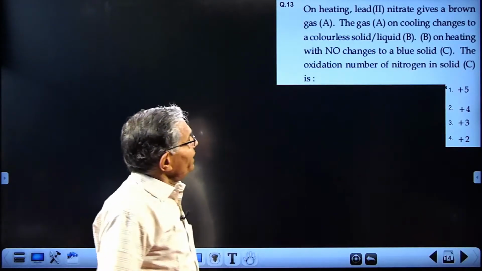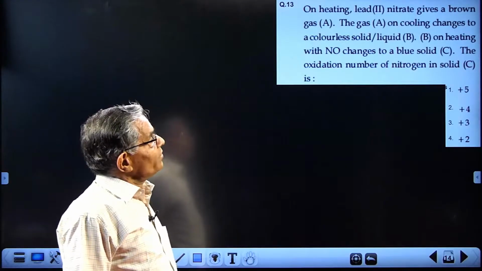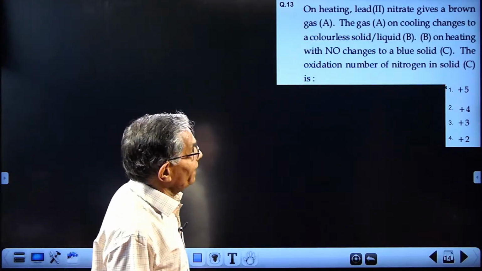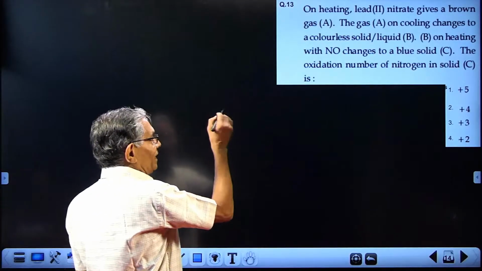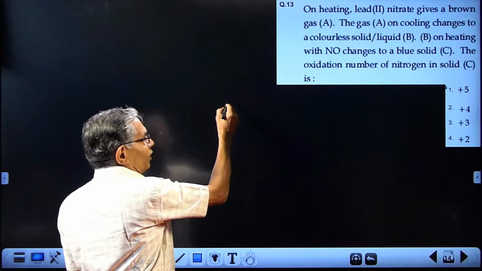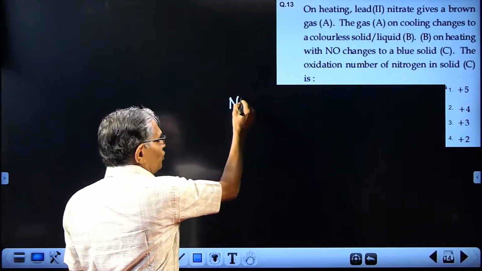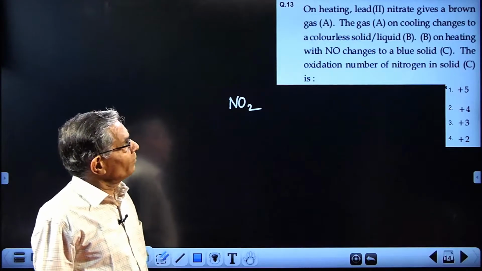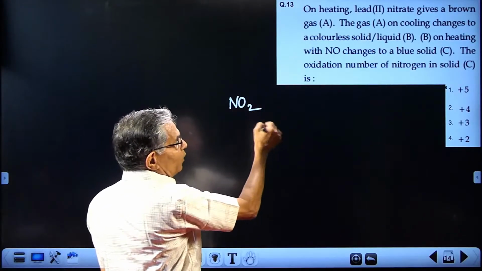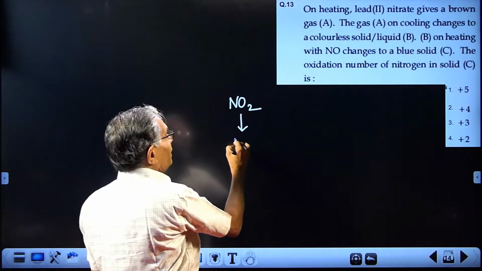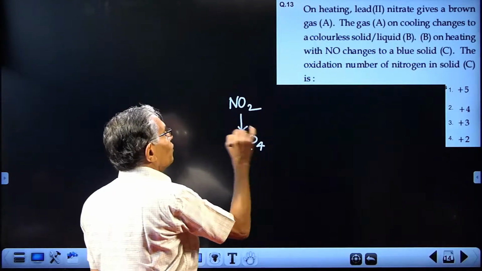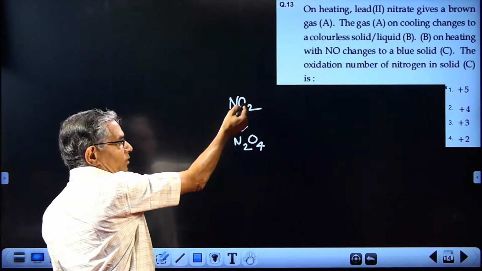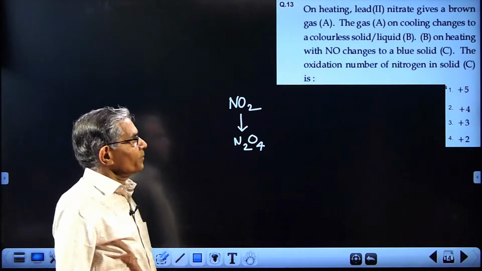Next is on heating. It's an inorganic question from second year. What will happen on heating lead nitrate? Lead nitrate on heating will give, as you know, a red brown gas NO2. This is A. But on cooling this A, it will become a solid with structure N2O4. That is colorless. NO2 is paramagnetic and brown; N2O4 is diamagnetic and colorless.